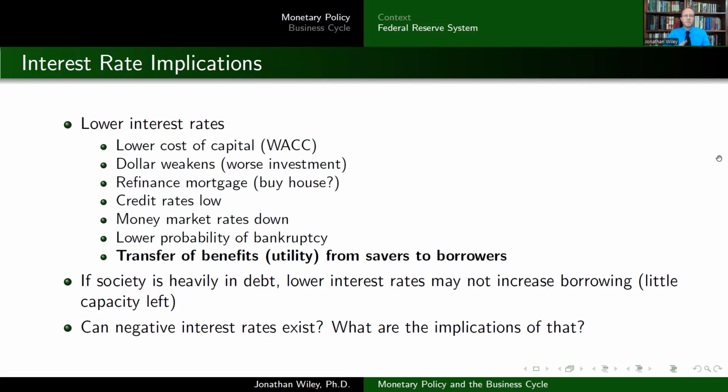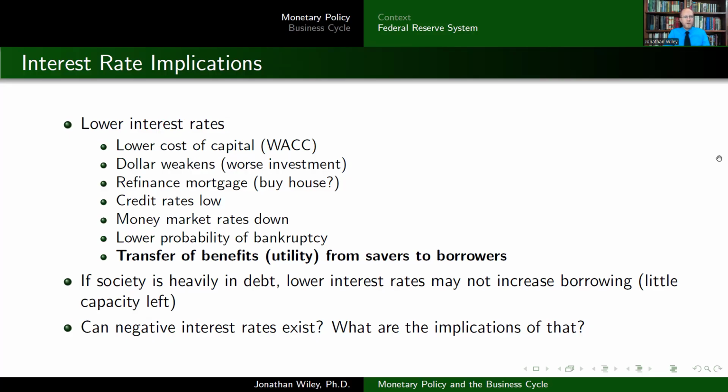And in that case, we've switched this, and now we're transferring utility from borrowers to savers. So savers benefit more because they get more interest on their savings. Borrowers are worse off because when they try to borrow, they're forced to pay higher interest rates.